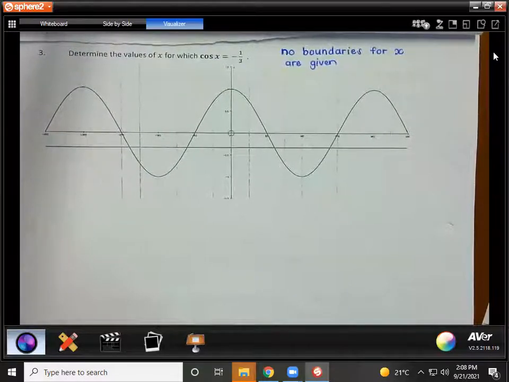But guys, like I said yesterday, even if they are giving you boundaries, you still have to do the general solution first. Then you use your general solution to get your specific values. Okay, so you're always going to have to do a general solution. Does that make sense? Just sometimes you're going to have to do an extra step and find specific x values.